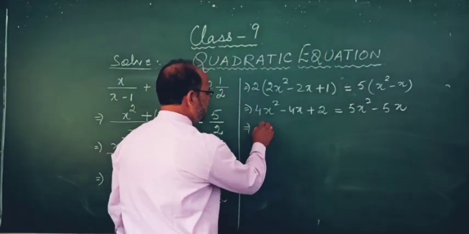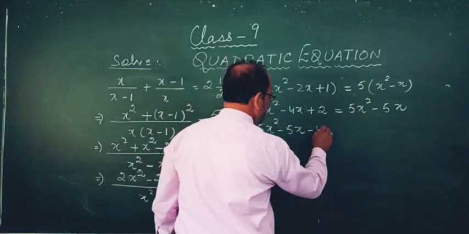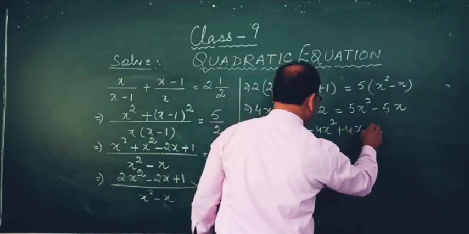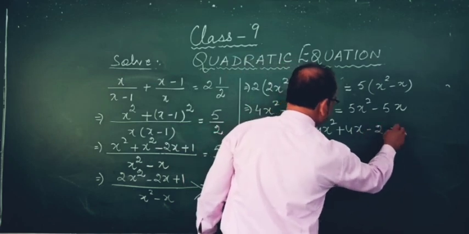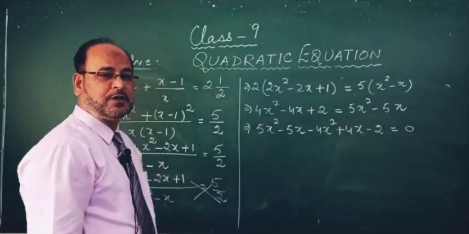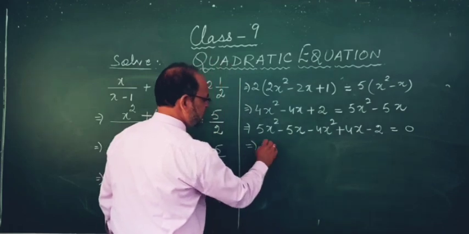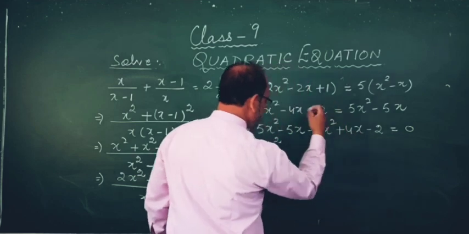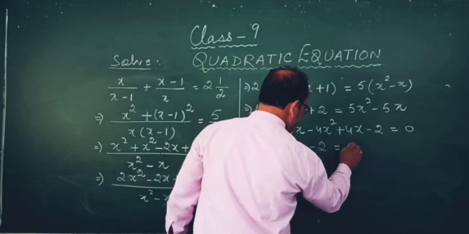So it will be 5x square minus 5x. This positive 4x square will go that side, minus 4x square. Minus 4x will become positive 4x, and positive 2 will become negative 2, and then this side we will have 0, so that we can write it here as 0. Now you will not get x square as negative. 5x square minus 4x square, your answer will be x square, minus 5x and positive 4x, your answer will be negative x, and then minus 2 equals to 0.